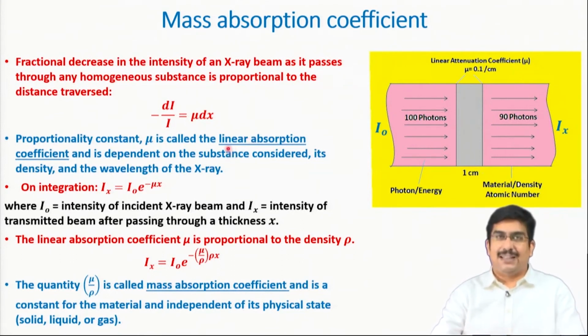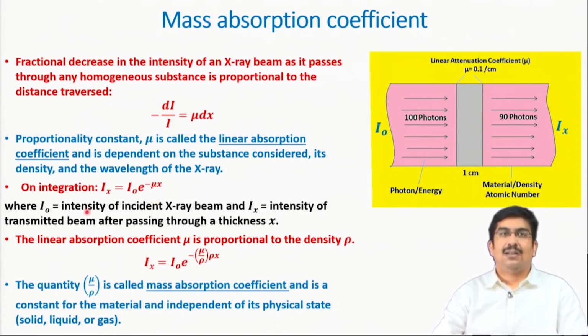So, if we integrate this equation, what we will get is Ix, of course Ix is the transmitted intensity on this side, equals I naught, the initial or incident X-ray intensity, into e raised to the power minus mu x, where x is the total distance it travels and mu is the linear absorption coefficient.